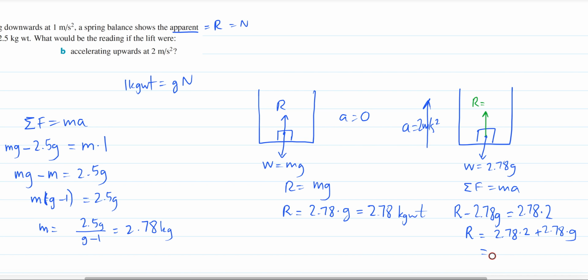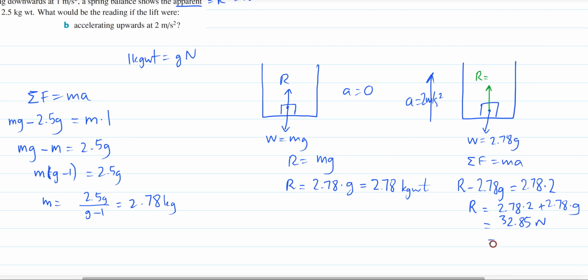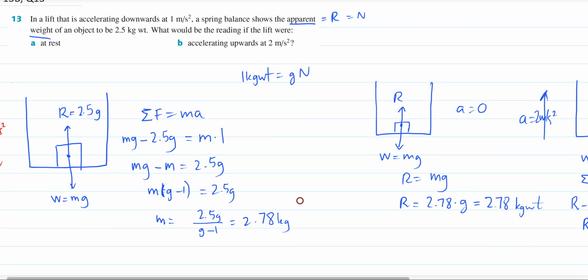Chuck it inside your calculator, guys, and what you should get is 32.85, but that is in Newtons because I used g, so everything's in Newtons. If you want to convert it back to kilograms weight, just divide by g, which is 9.8, and your answer should be 3.35 kilograms weight. So that's pretty much it on how you want to solve this question, guys.